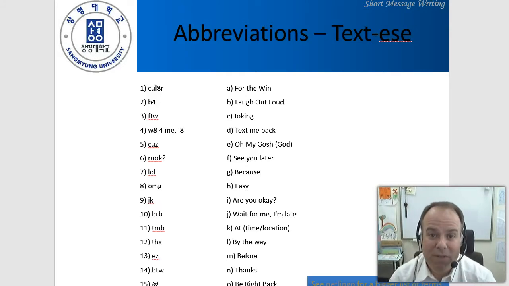So, hopefully you were able to match up a lot of those. Let's see what some of these mean. One here in particular is CUL8R. And hopefully you understood that this meant see you later, right? See you later here is, whoops, number something. Oh, there we go. Letter F. This one should be pretty easy. Before. Before.